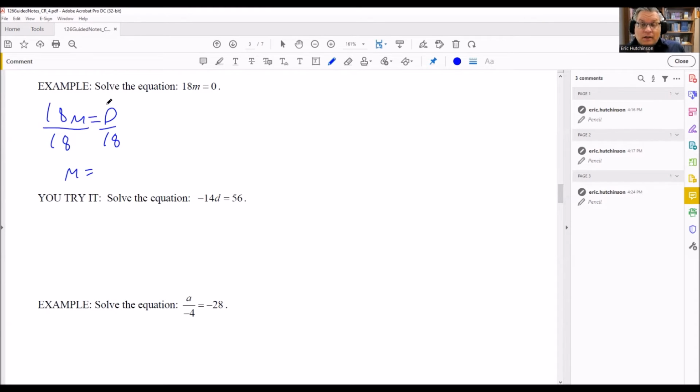Now, it's important to know when something is undefined and when something is going to be equal to 0. If the 0 is on top, 0 divided by anything is 0. The only time it's undefined is when you're dividing something by a 0. So if a 0 is in the bottom of the fraction, that you can't do. That's undefined. But if 0 is in the top, then you can do that. So m equals 0 would be the correct answer there.